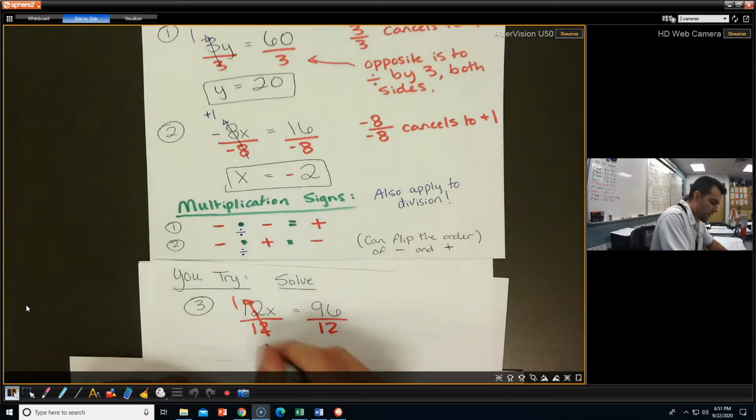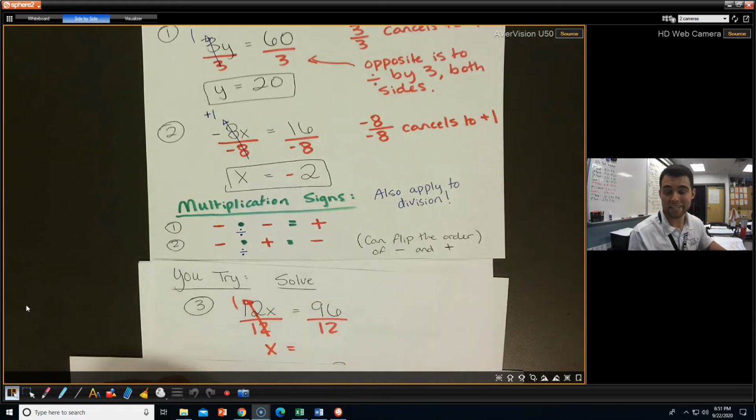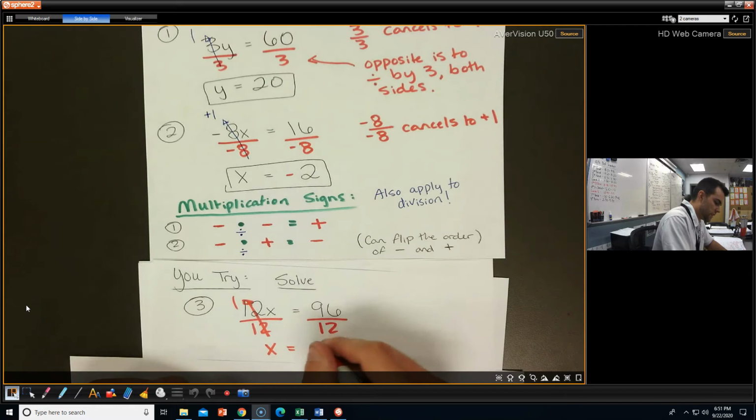So these 12s, again, they're going to cancel out to 1. And so now I'm left with x equals 96 divided by 12. That's one of your multiplication facts. But if you don't remember, 96 divided by 12 is just going to give you 8.